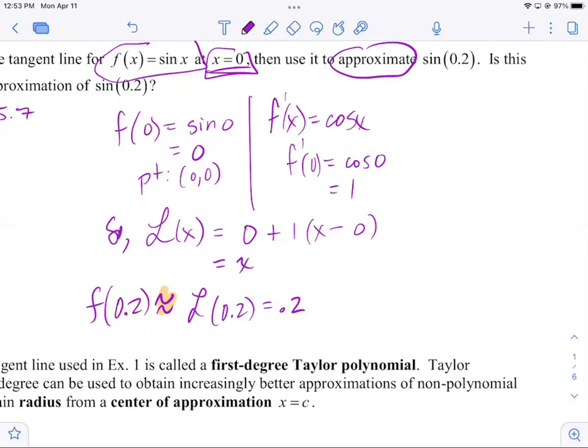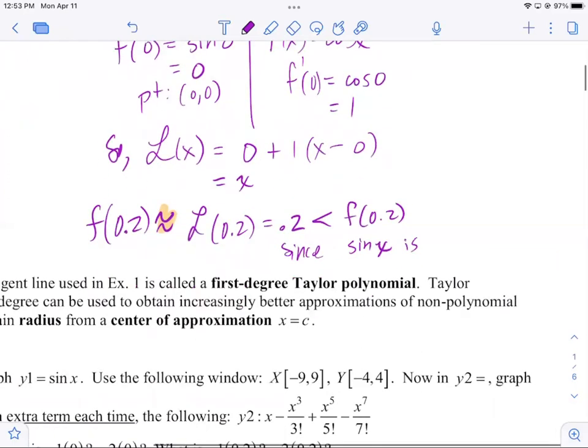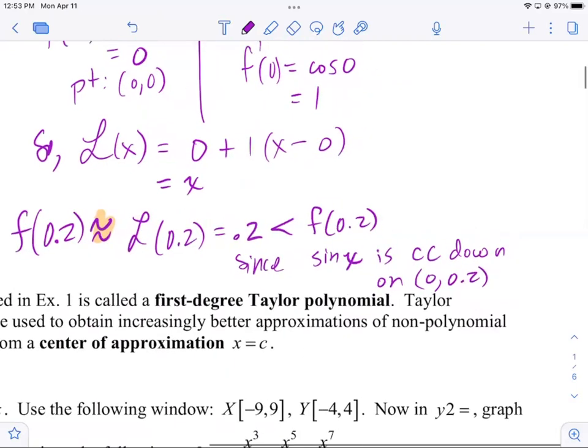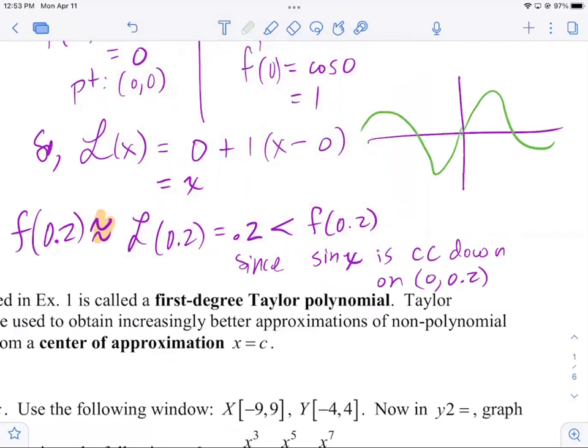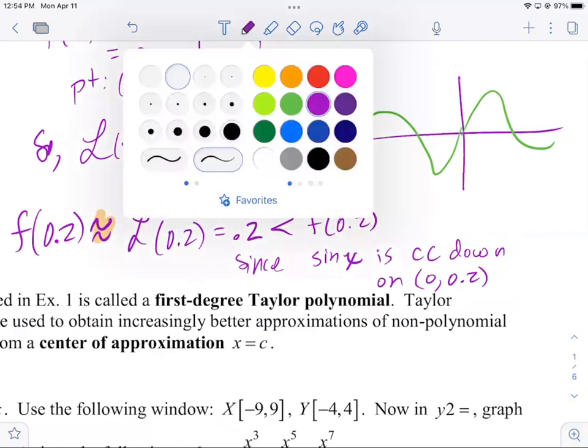Okay, so let's go ahead and say this is less than f of 0.2, since sine of x, or f of x, is concave down on the neighborhood from 0 to 0.2. Remember, it's always from your point of tangency, which we started calling the center of the approximation, up to the point we want. And we know it's concave down because we know what sine looks like. So just to get a quick visual here, sine looks like this and like that, and we found the tangent line to be this.